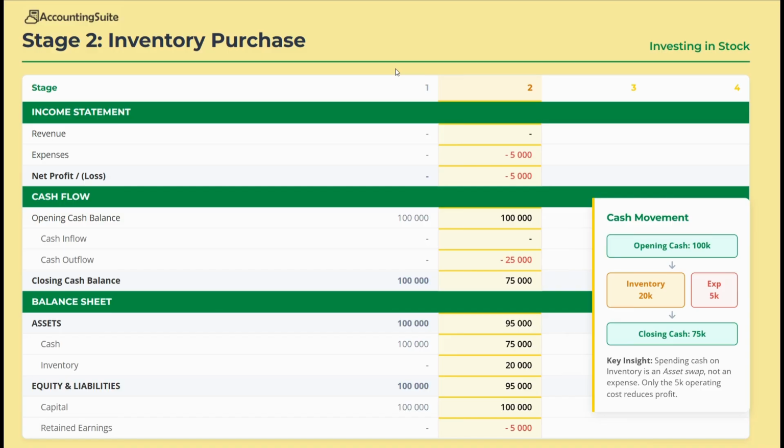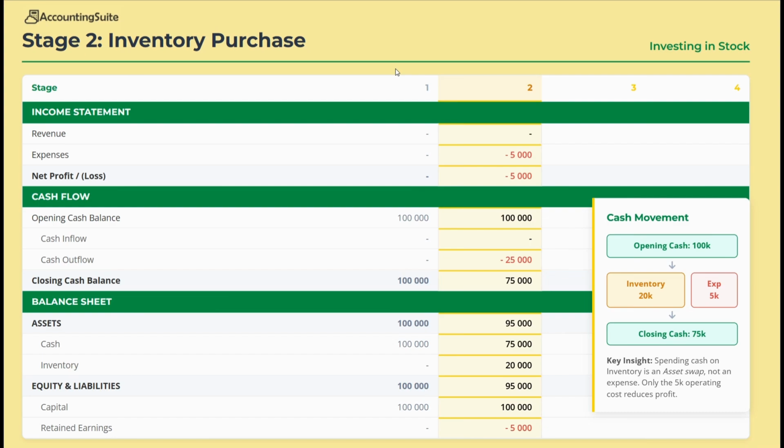Now we move to the cash flow statement. During month 2, two things happen. First, the company buys inventory for $20,000. Second, it pays operating expenses of $5,000. Inventory purchase $20,000. Operating expenses $5,000. Closing cash balance becomes $75,000.